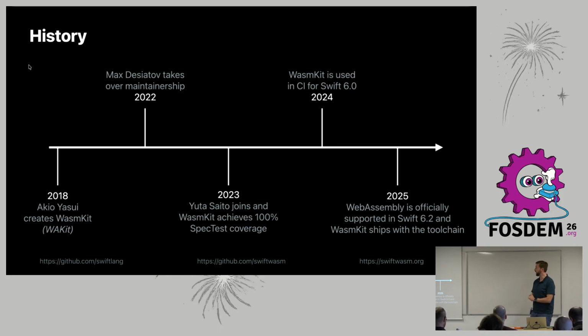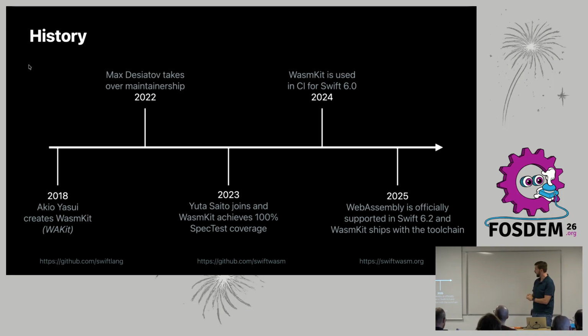All right, so this work was primarily motivated by Swift. And targeting WebAssembly from Swift has come a long way. It started originally as a community project. Akio created WAMR as an open source project in 2018. And it was the first WebAssembly runtime written in Swift targeting Swift. And then a few years later, Max, who may or may not be in the room, there he is, took over maintainership of the project and renamed it to WasmKit.